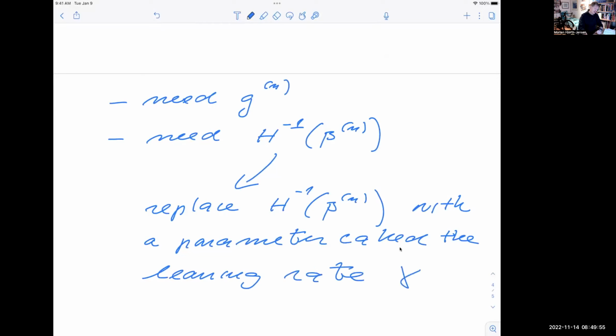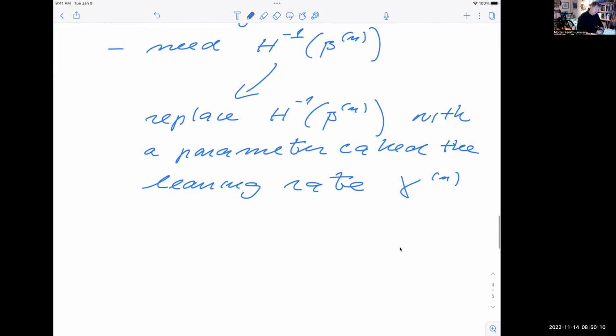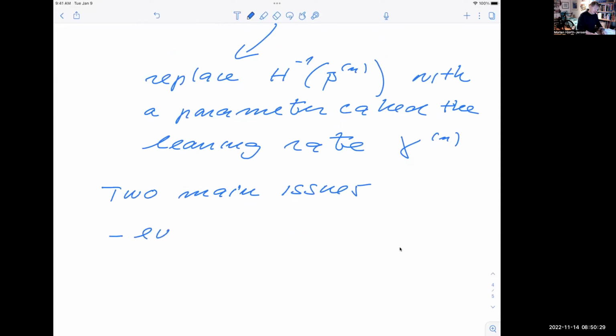And we are going to call this gamma of n. So this learning rate can be made to be something which we can tune iteration by iteration, or we can just keep it as a constant. So that means that we are going to have two main topics which we have to deal with. So the two main issues, when we have replaced the second derivative with a parameter which we can tune. So one is the evaluation of the gradient itself.